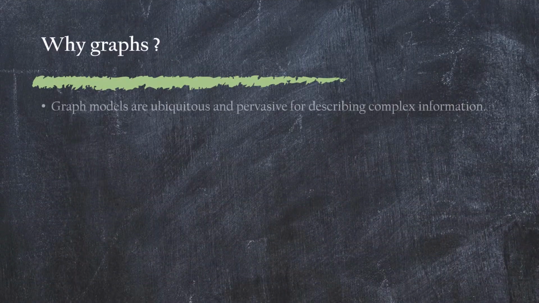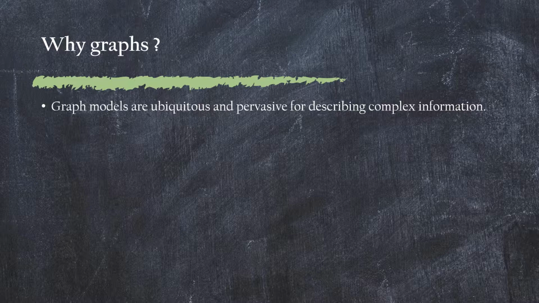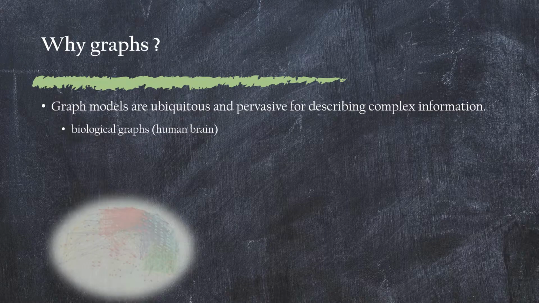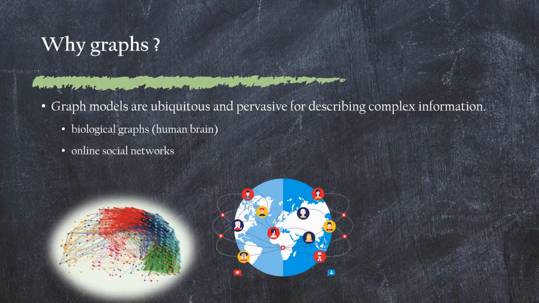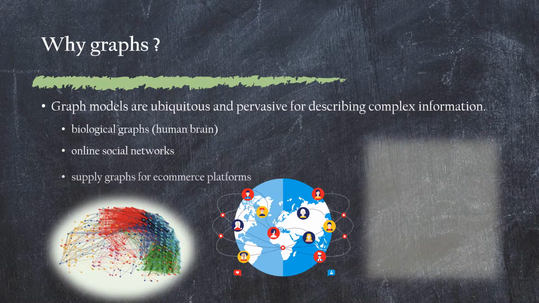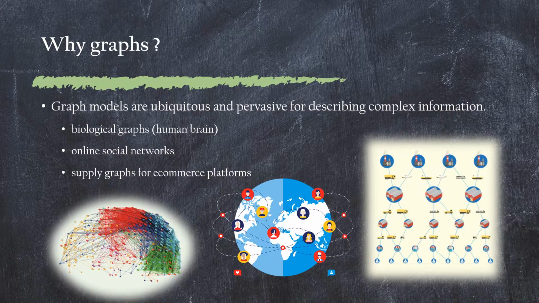Graphs are ubiquitous due to the flexibility of using graphs to model data in a wide spectrum of applications. Many complex information can be described by graph models easily. For example, the biological graphs, which present the relationships between many small regions in the human brain, specialized for processing certain types of information. The online social networks that represent the friend relationship between users. And the supply graphs for e-commerce platforms, showing how to transfer products to users after the order.